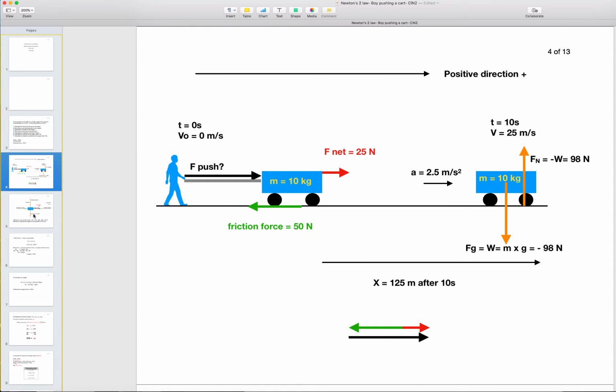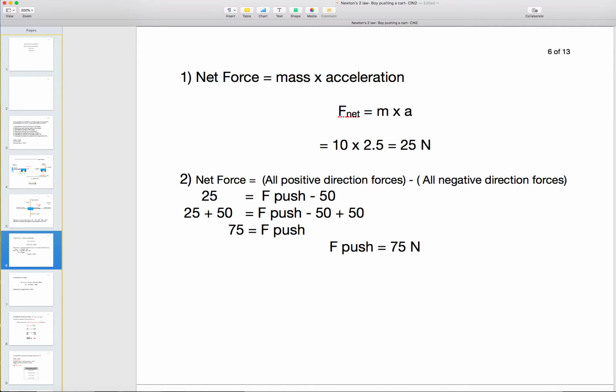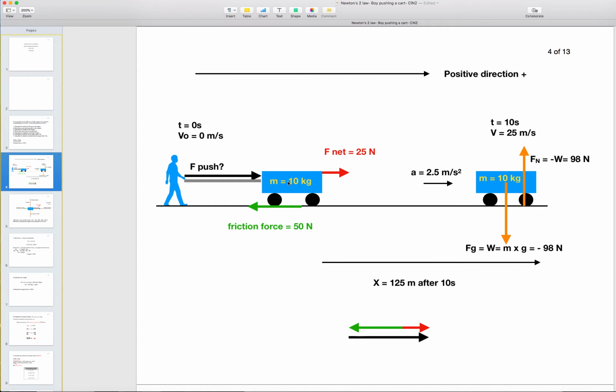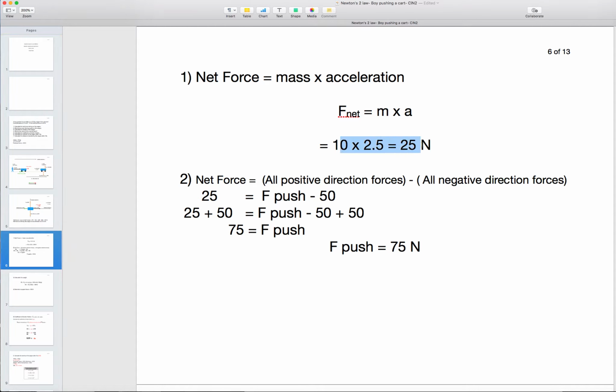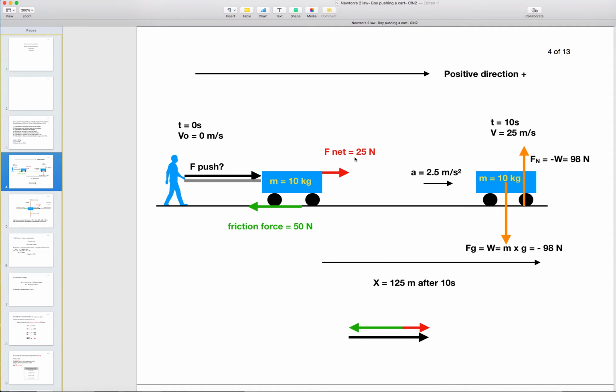For the net force, we use Newton's second law of motion. The net force equals mass times acceleration. We know the mass of the wagon is 10 kilograms and the acceleration is 2.5 meters per second squared. When we multiply these together, we get the net force, which is 25 newtons. I put it here. This is the net force in red, 25 Newtons, and this is the force in black that the boy is pushing with on the wagon.